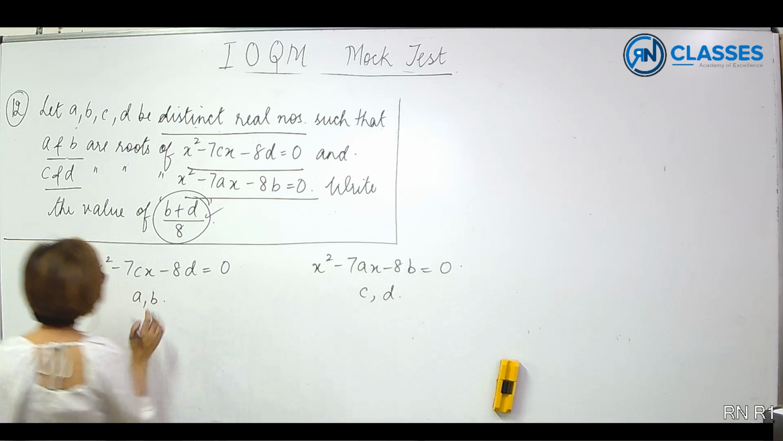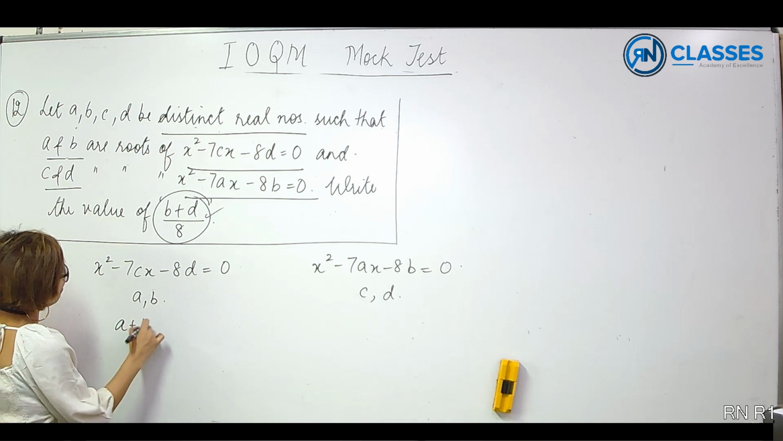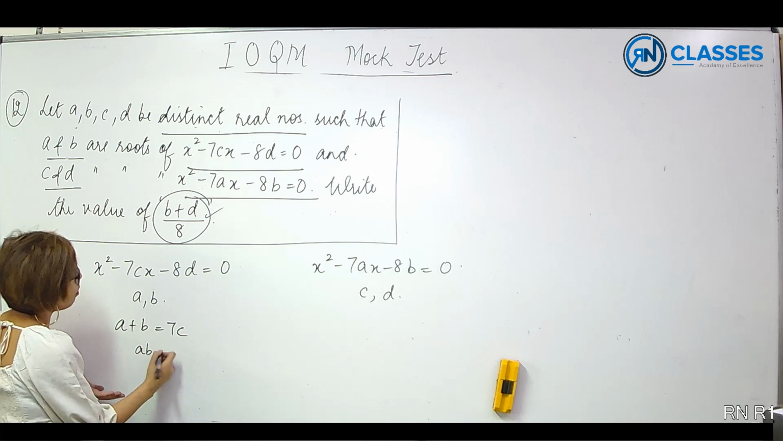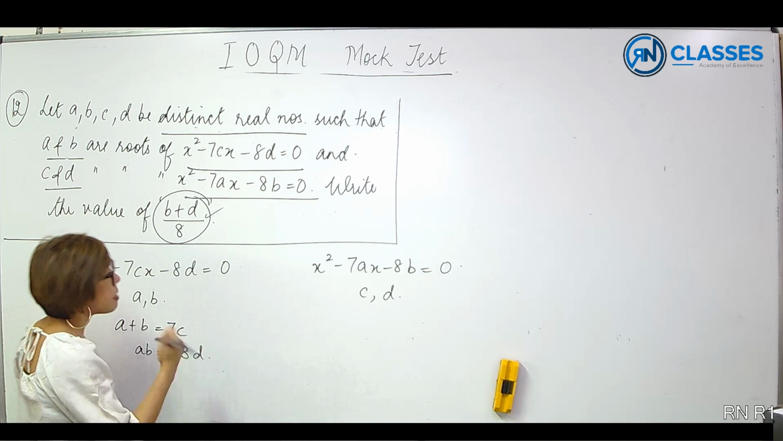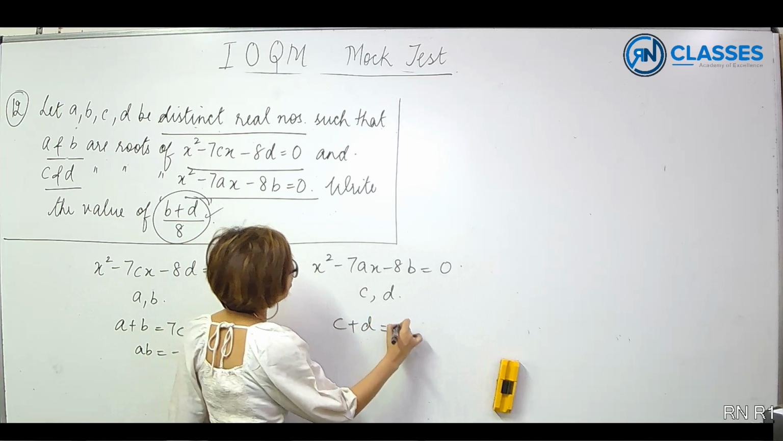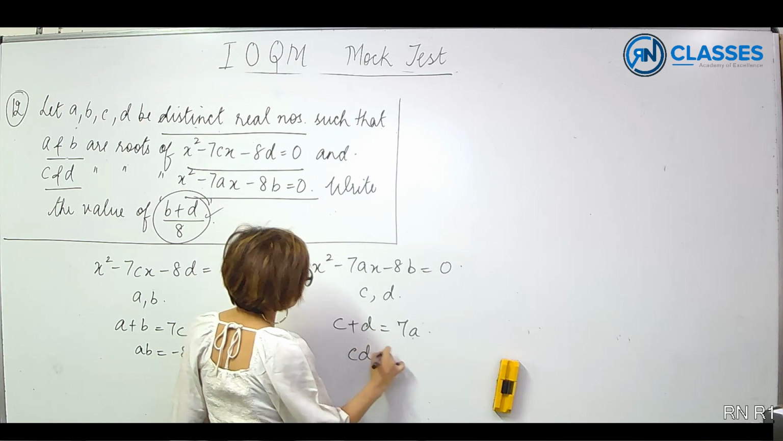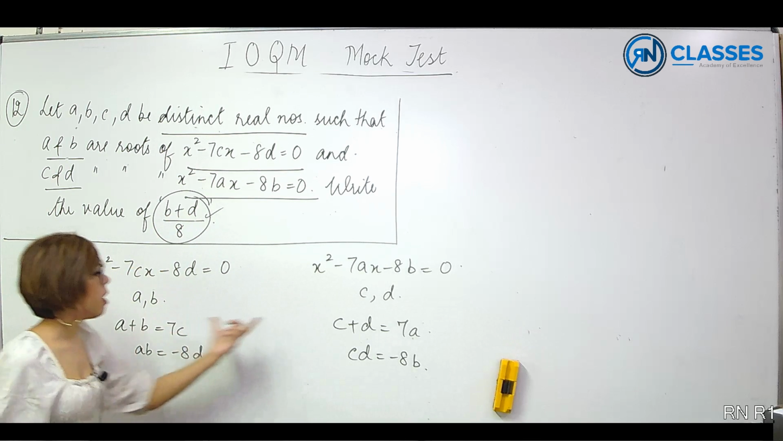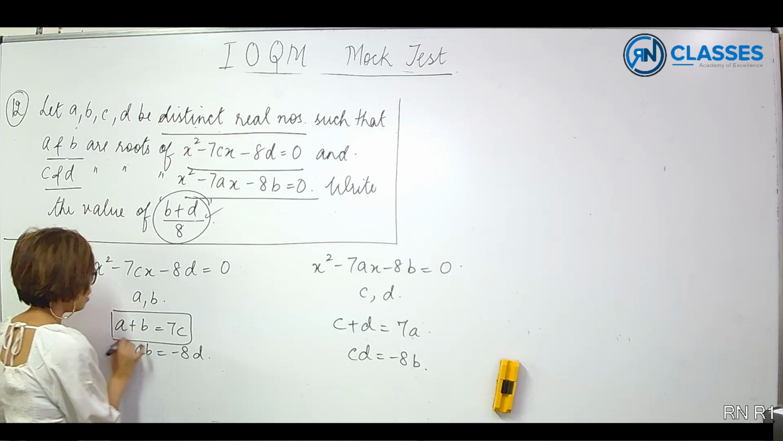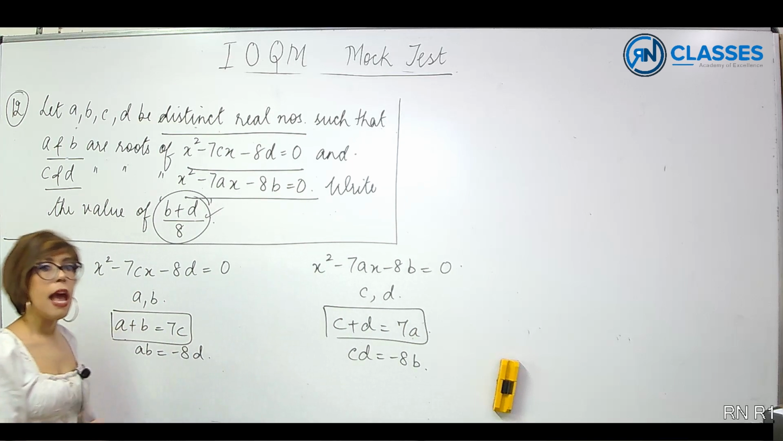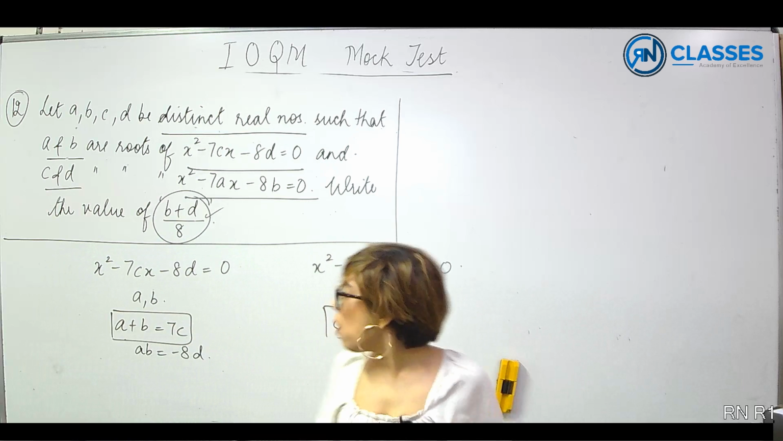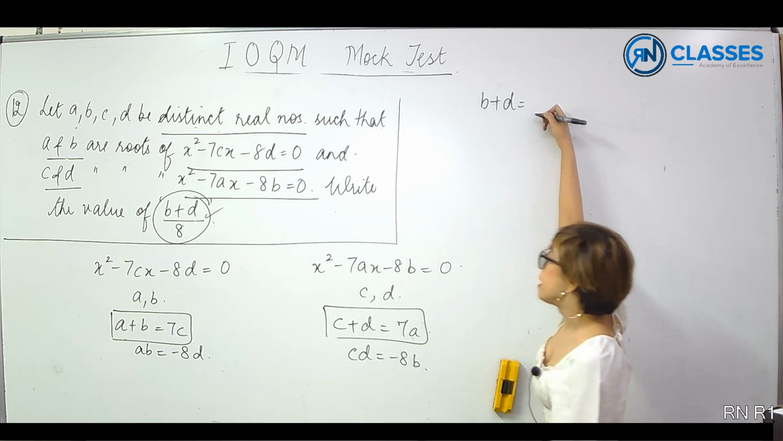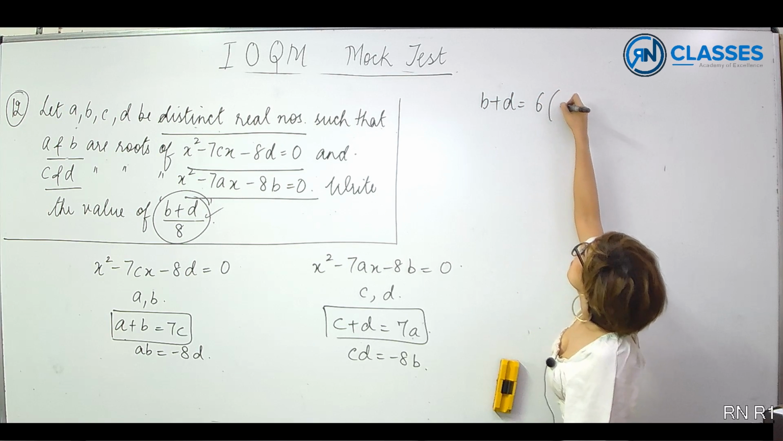Now I know that A plus B, the sum of the roots, will turn out to be 7c. And AB, let me write it whether I use it or not, I do not know. AB is minus 8d. Similarly, C plus D is equal to 7a, and CD is equal to minus 8b. I want B plus D. So I can take this equation and this equation and add them up. I will at least get B plus D. If I add these two, I will actually get B plus D is equal to 6 into C plus D.